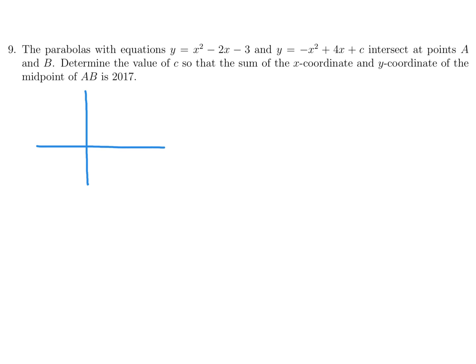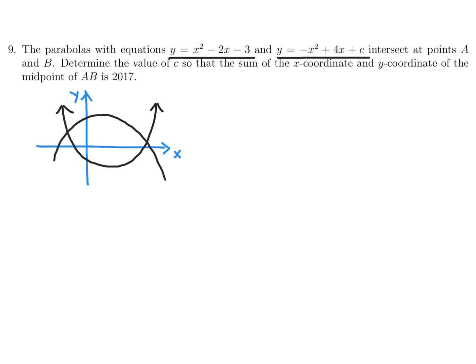Let's just see what this might look like. I don't know exactly, but let's just see. So the first equation perhaps looks something like this, since it has this one right here. And the second equation, since it's minus, it's going to be pointing downward. Now, I have no idea what it looks like, so I'm just going to draw it, something like this, perhaps. I don't know what c is, but something like that.